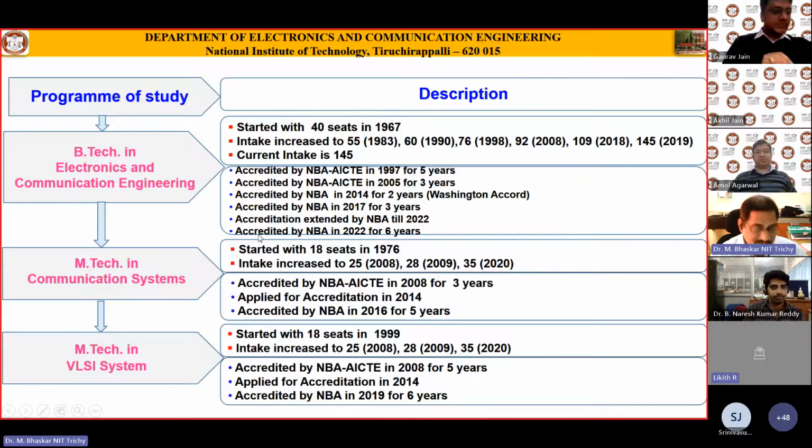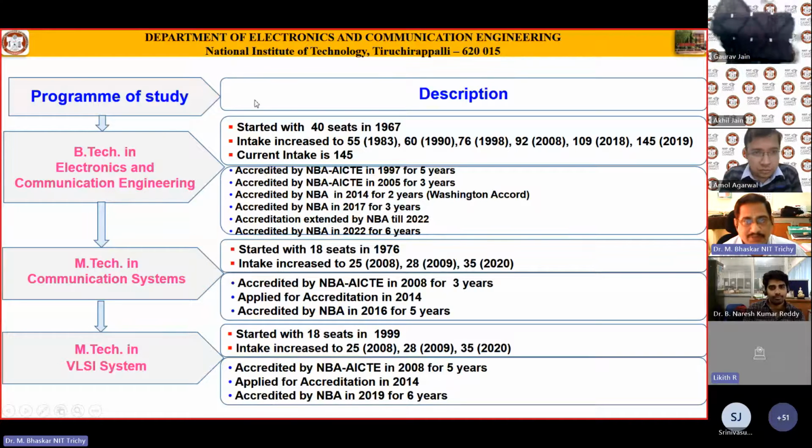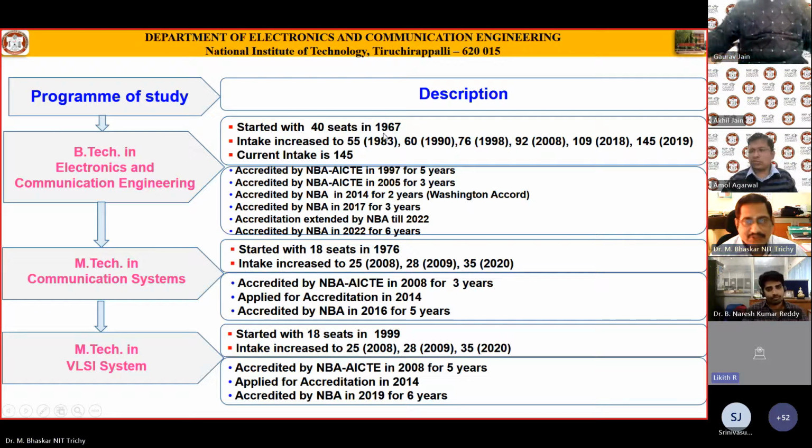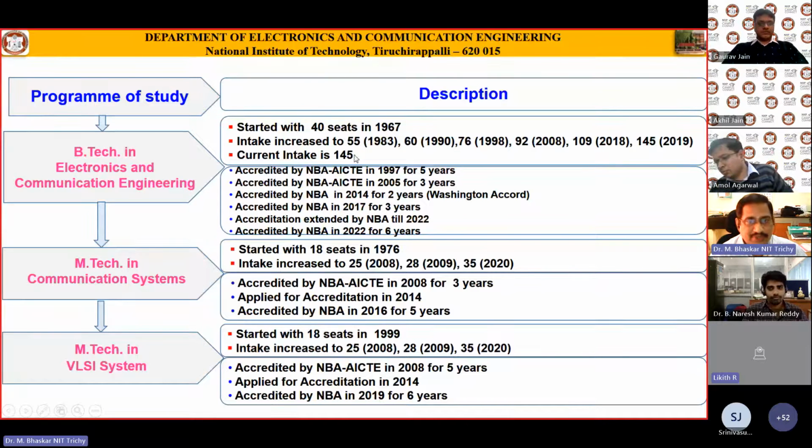The Department of ECE, NIT Trichy, is one of the oldest departments. It was started in 1967 with 40 seats, but currently we have 145 students in the BTech 4-year program. And we have two MTech courses: one is Communication Systems, another one is VLSI Systems. Both courses started quite early, and we are proud to say that we are the first institute to start an MTech program in VLSI system design in the country. And all our programs are accredited with a maximum of 6 years.